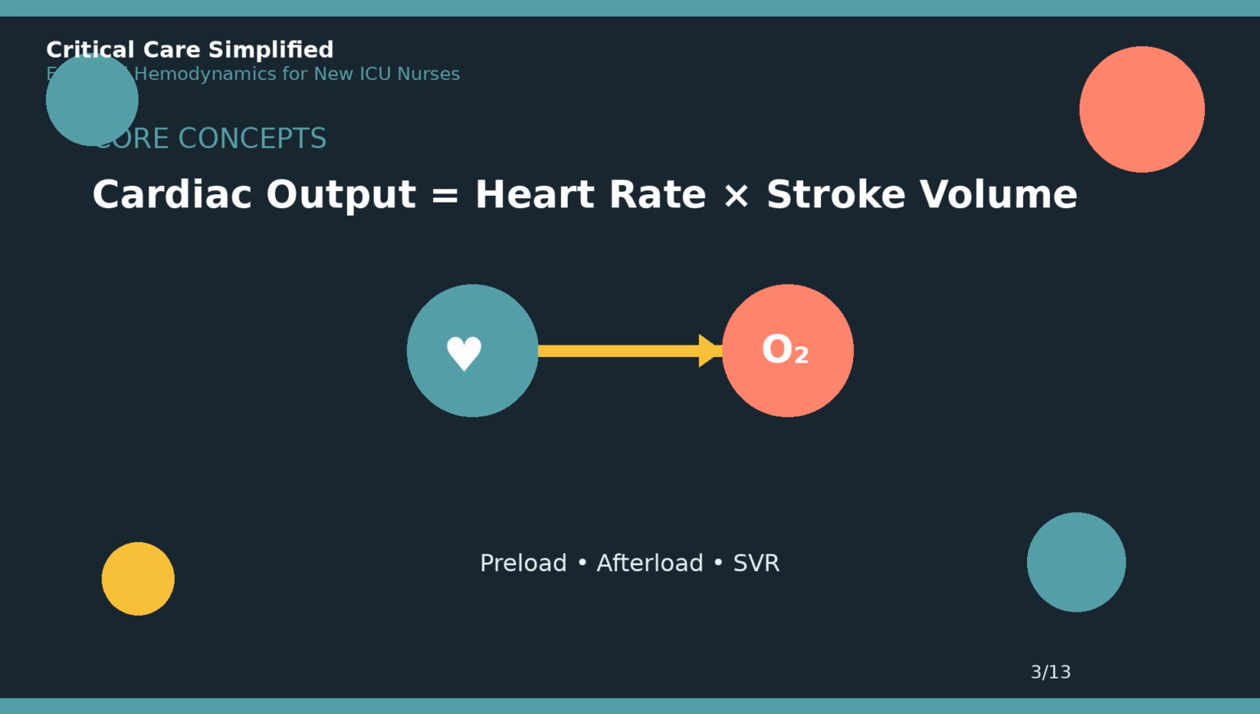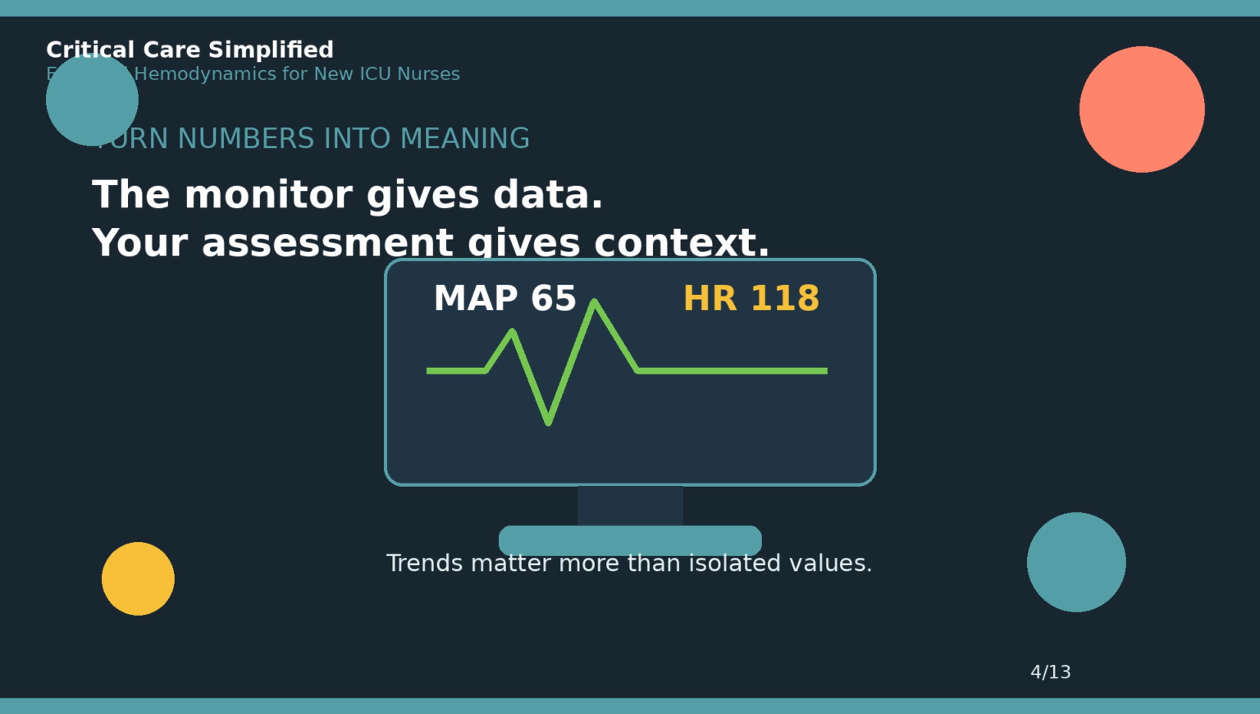Systemic vascular resistance, or SVR, describes the resistance in the systemic blood vessels. Increased SVR means the vessels are more constricted. Decreased SVR means the vessels are more relaxed or dilated. These concepts are connected. A change in one area often affects the others. For example, a septic patient may have low SVR because of vasodilation, a low MAP, and a compensatory high heart rate. A bleeding patient may have low preload because of volume loss, leading to decreased stroke volume and poor perfusion.